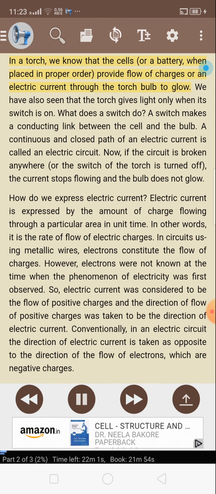In a torch, we know that the cells or a battery, when placed in proper order, provide flow of charges or an electric current through the torch bulb to glow. We have also seen that the torch gives light only when its switch is on. What does a switch do? A switch makes a conducting link between the cell and the bulb. A continuous and closed path of an electric current is called an electric circuit. Now, if the circuit is broken anywhere or the switch of the torch is turned off, the current stops flowing and the bulb does not glow.